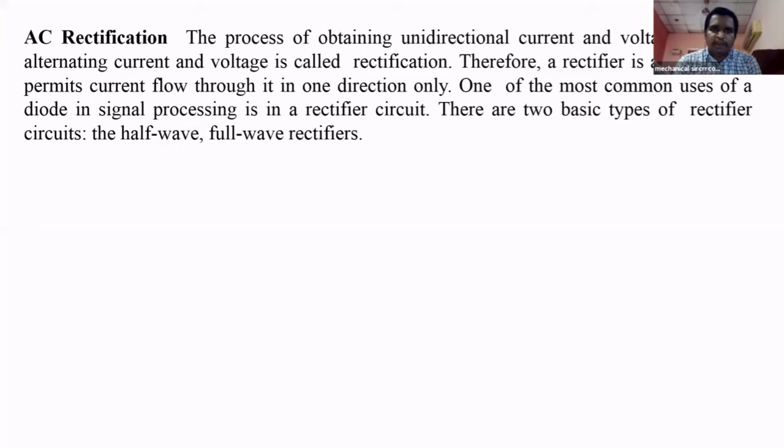The diode is connected in forward biasing and reverse biasing. In forward biasing, it acts as a conductor. In reverse biasing, it acts as an insulator.